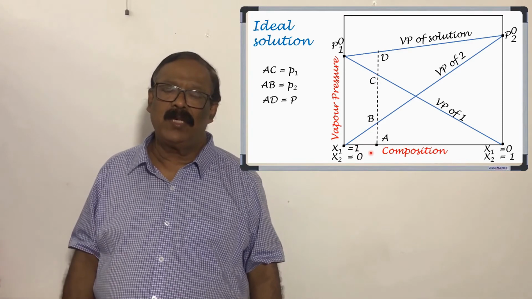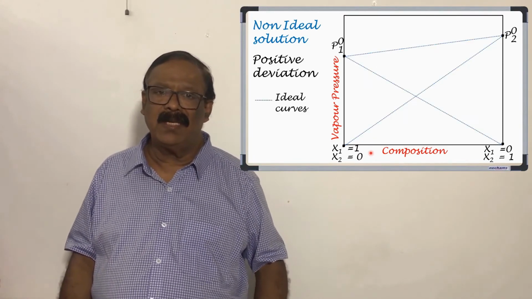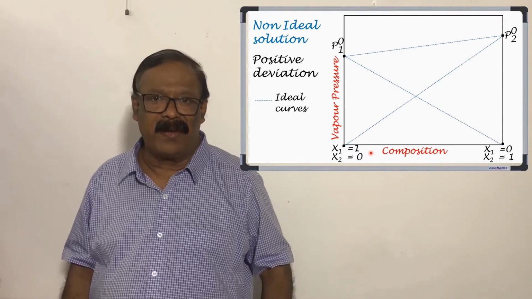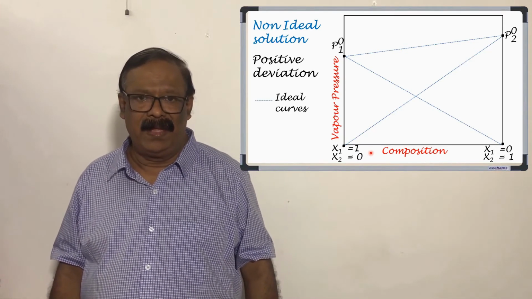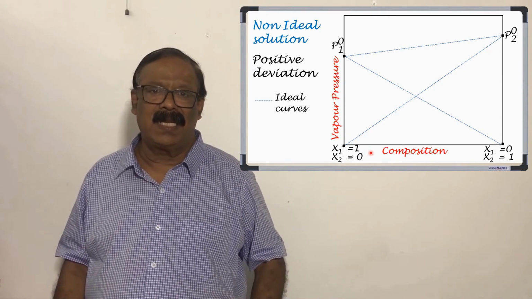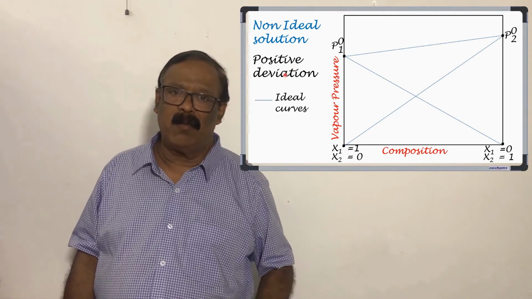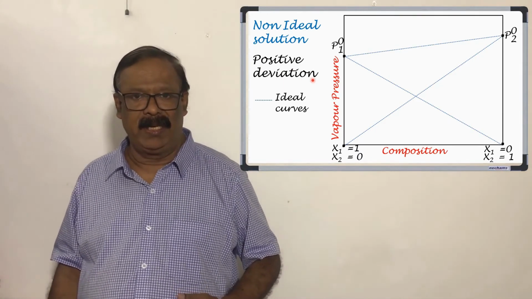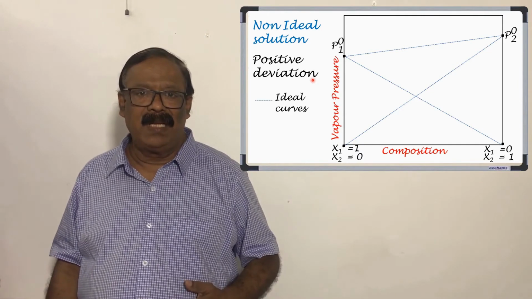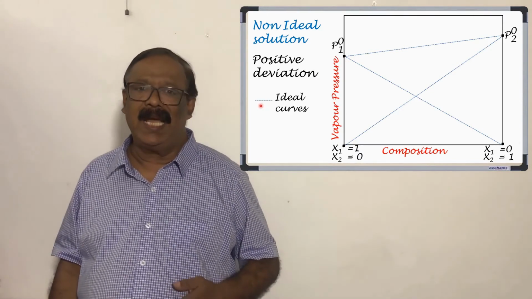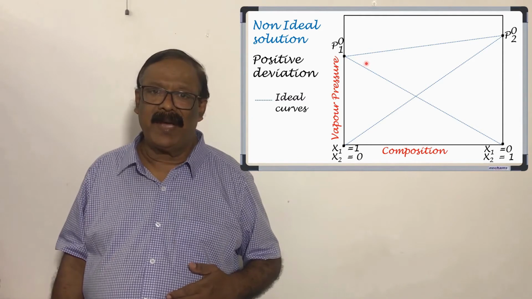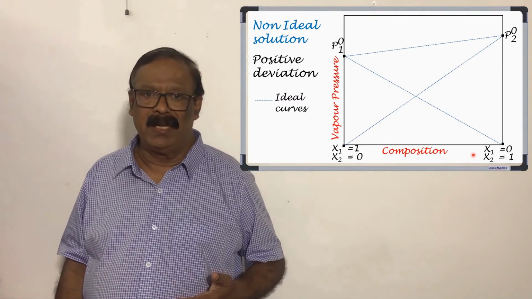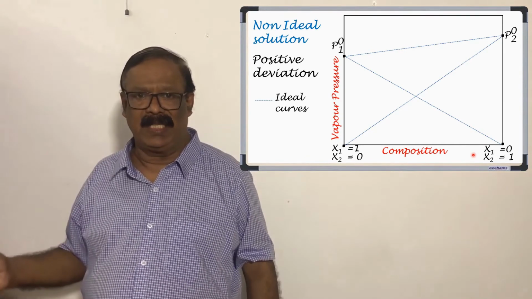In the case of solutions showing positive deviation and negative deviation, the curve will be slightly different from the ideal curve. First, let us see the vapor pressure composition diagram of a solution showing positive deviation. In the graph, the dotted lines indicate ideal behavior, and the graph corresponding to the vapor pressure of solution showing positive deviation will have a convex surface.